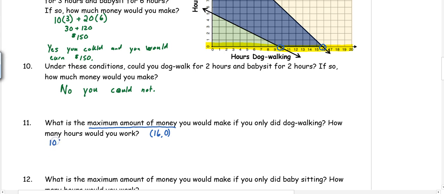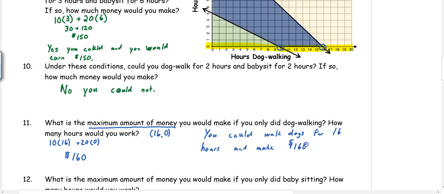So $10 times 16 hours plus $20 times 0 would get me 160. So how many hours would I have to work and what would my maximum amount of money be? I would say you could walk dogs for 16 hours and make $160.